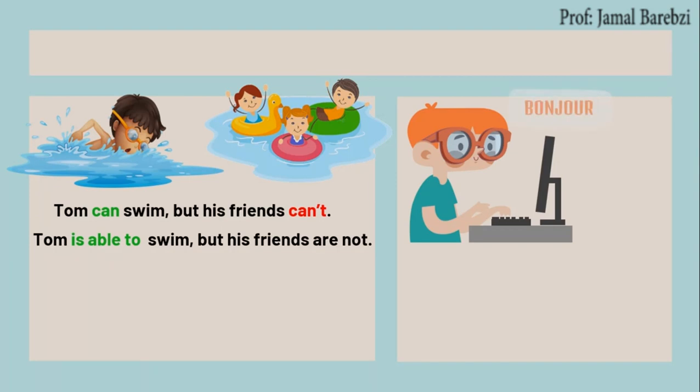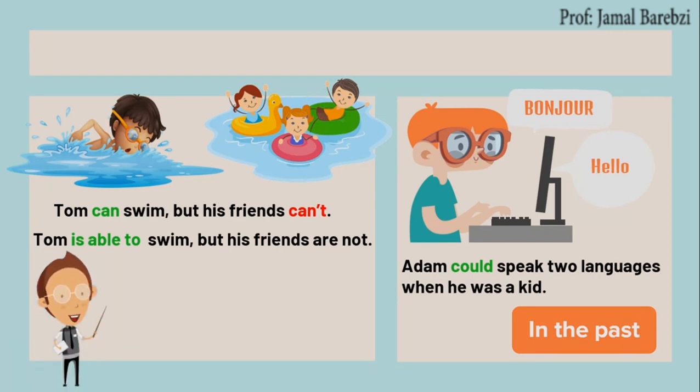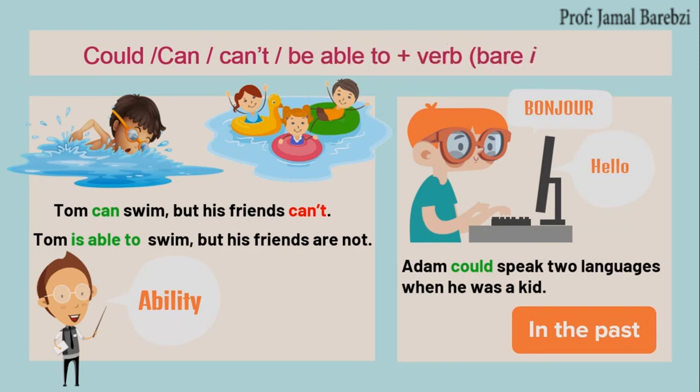This is Adam. When he was 10 years old, he could speak French and English. So, Adam could speak 2 languages when he was a kid. We use can and could to express ability. So, we use could, can, can't, be able to, plus verb in the infinitive.